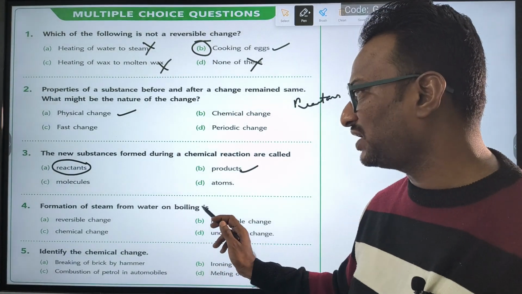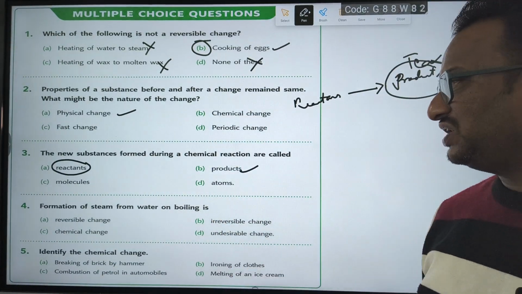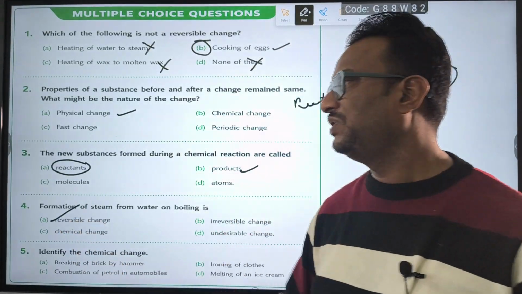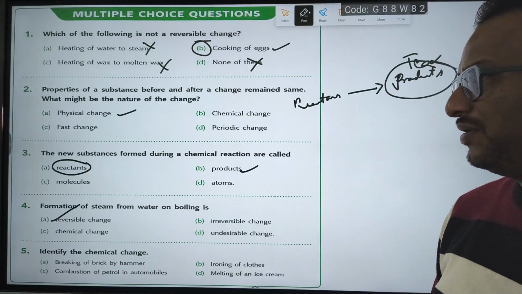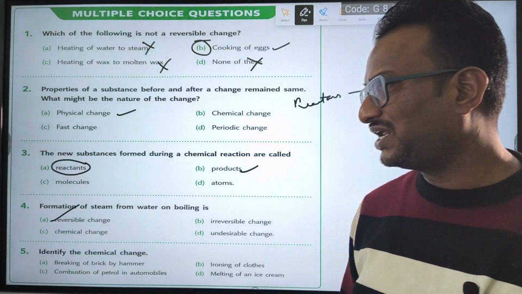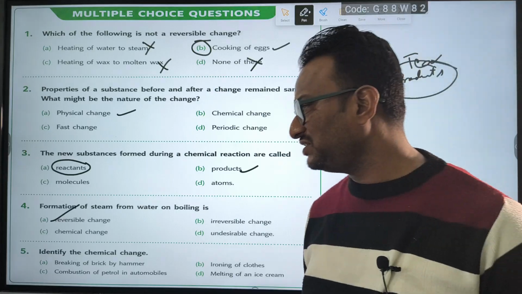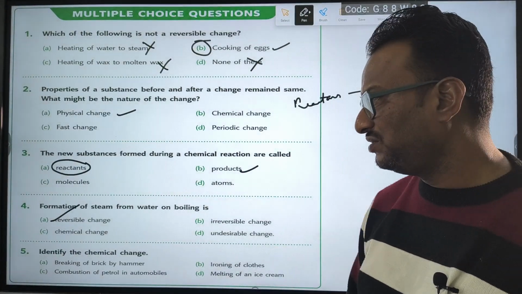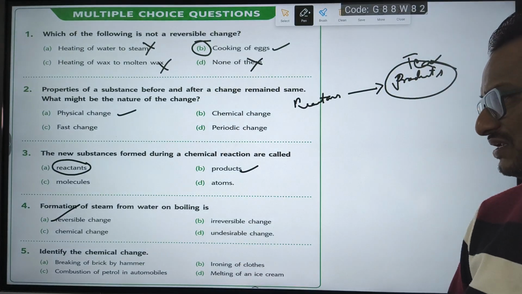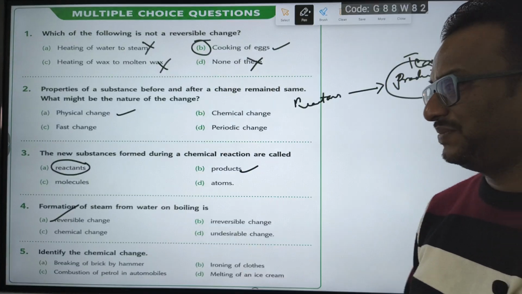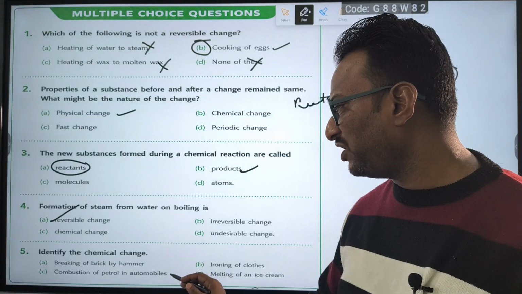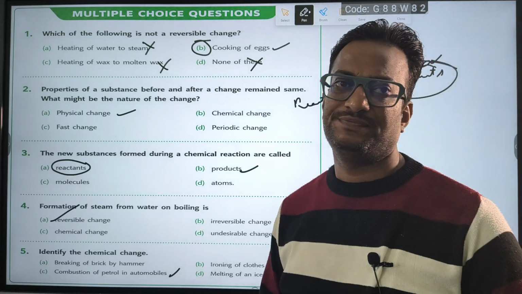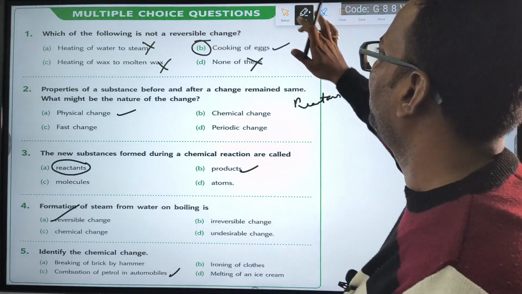Formation of steam from water on boiling is reversible change, irreversible, chemical, undesirable change. It is reversible. You can get back. Identify the chemical change: breaking of brick by hammer, ironing of cloths, combustion of petrol into automobiles, melting of an ice cream. So, combustion of petrol into automobiles is a chemical change. Remaining all are physical change.